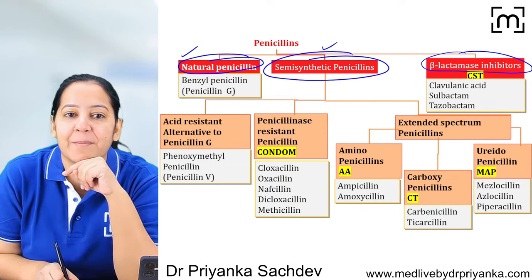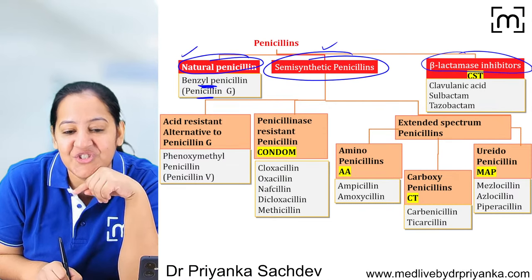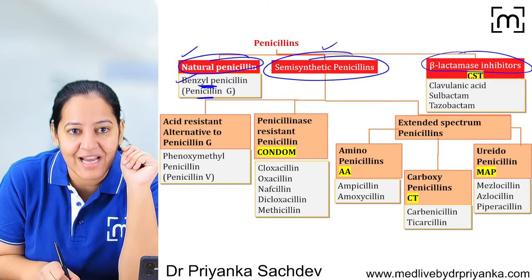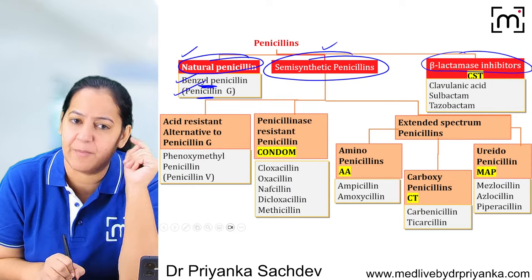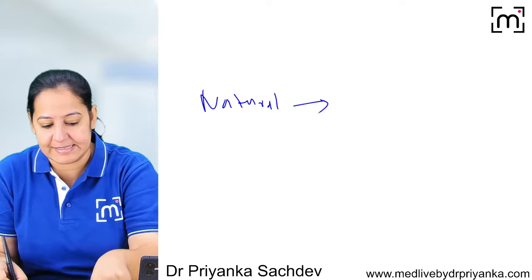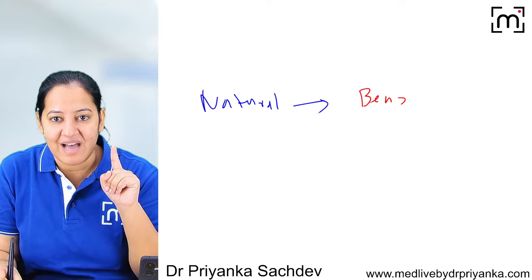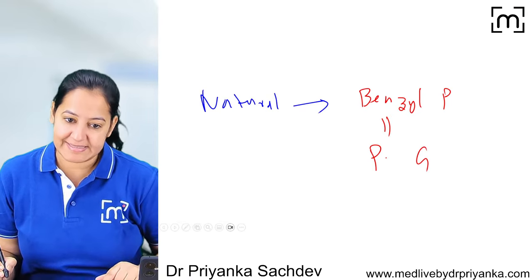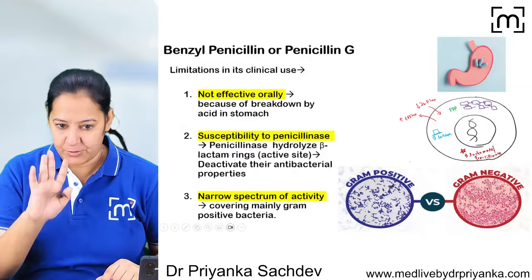Natural penicillin is only one: benzylpenicillin, also known as penicillin G. One and the same thing. Both are the same, these are synonyms. Either say benzylpenicillin or say penicillin G. Only one natural penicillin is there. What is the name of the natural penicillin? Please learn, only one natural penicillin is there. The name is benzylpenicillin, also known as penicillin G, only one.